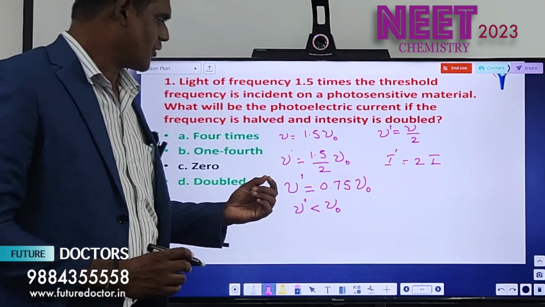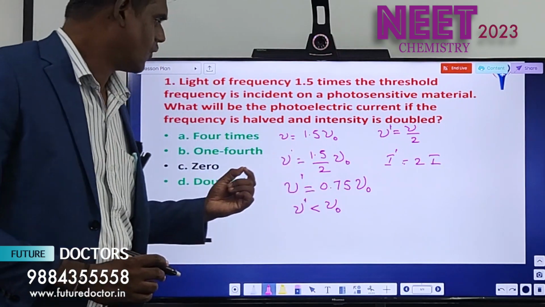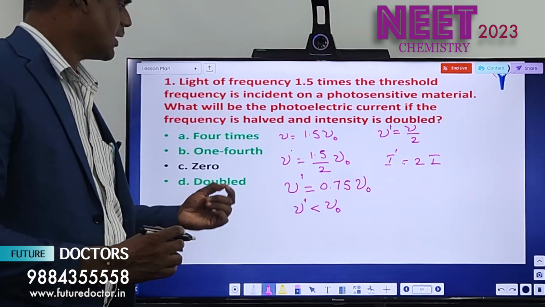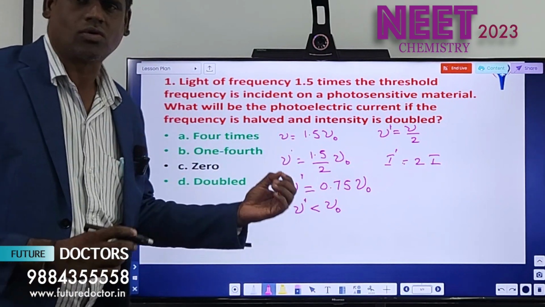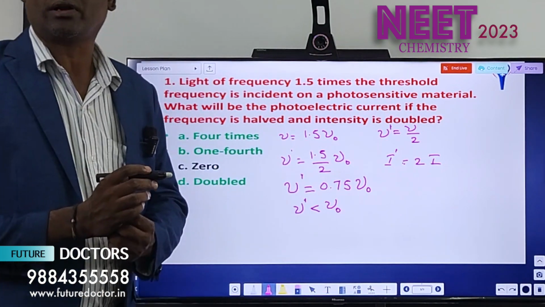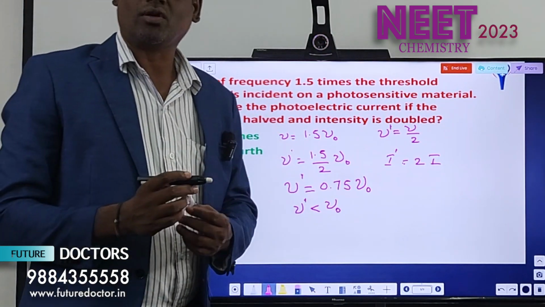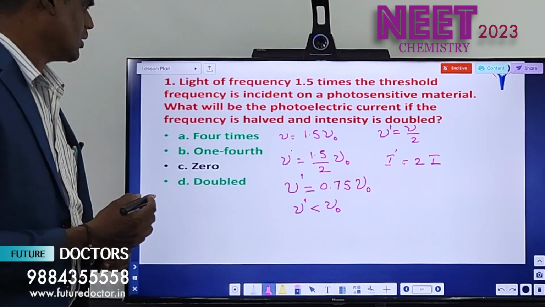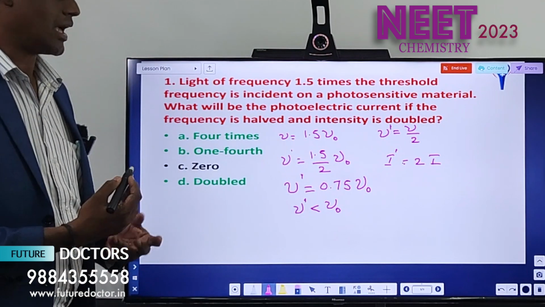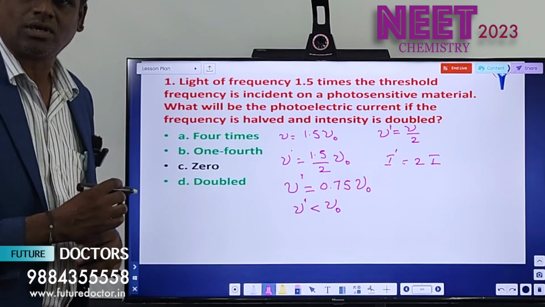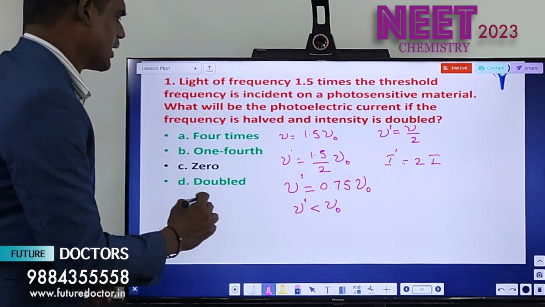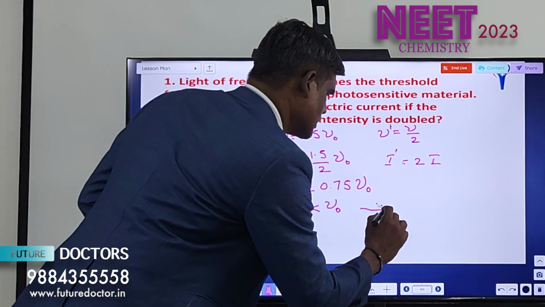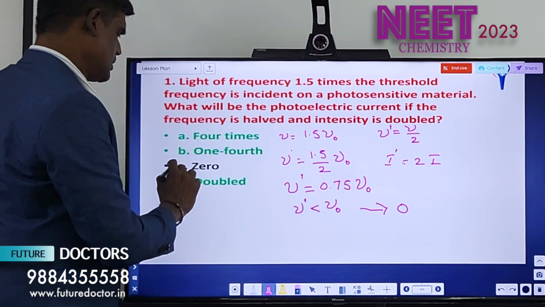And there is a very important condition for the photoelectric effect: frequency must be equal to or greater than the threshold frequency. Then only photoelectrons will be emitted or there will be a flow of photoelectric current. So as it is less than this, there is no photoelectric emission, no photoelectric current. Therefore, it is 0. That is the option.